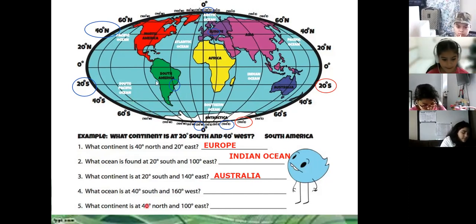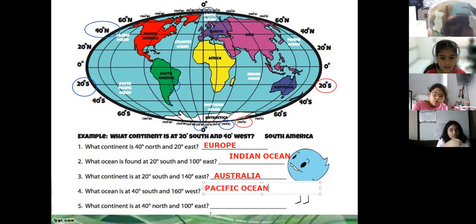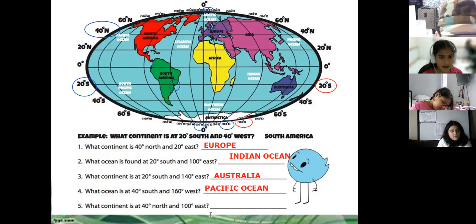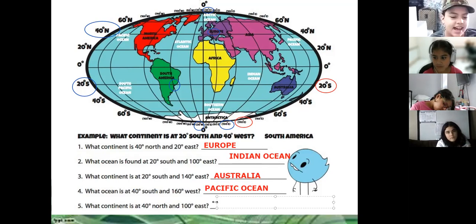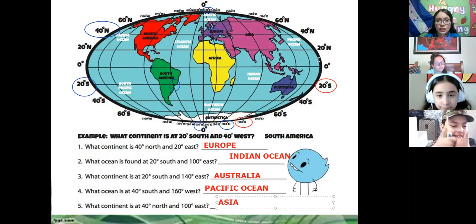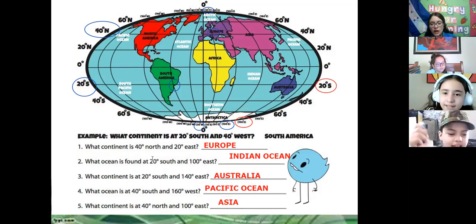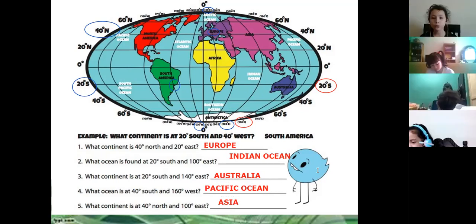And what continent is at 40 north and 100 east? Continent at the 40 north, North America. 40 north, and 100 east. 100 east and 40. Who says Asia? That's the answer. Australia. That's right. Excellent. The answer is Asia. Here it is. Perfect. So as you can notice, using the lines of latitude and longitude, we can find a location.